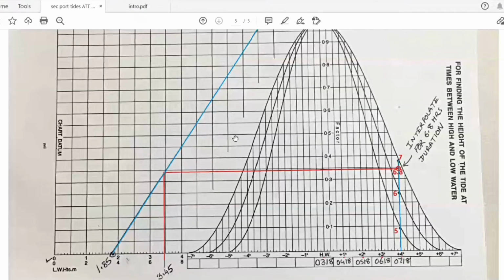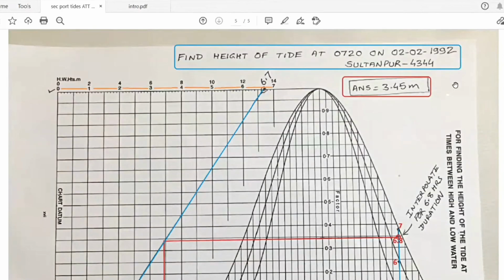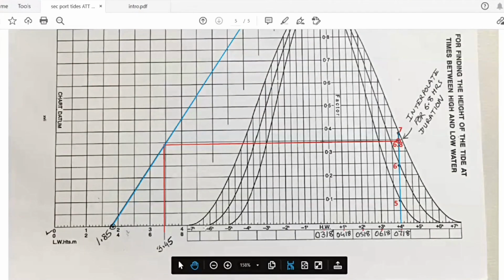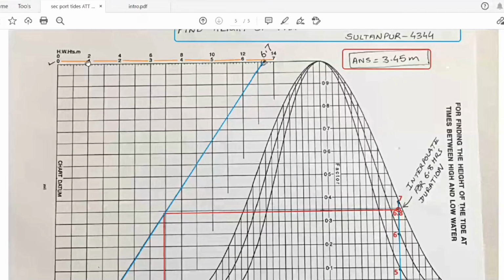Okay. See, this diagram is a common diagram for the ports of volumes 2 and 3. Volume 1 has the range curves. Notice on the right hand side, top, spring and neap range is given. But here these are your duration curves. Duration means the interval between high water and low water: 5 hours, 6 hours, 7 hours. In this diagram, you start off by marking on the horizontal bottom line your low water height. What is the low water height? 1.85. What is the high water height? 6.7. You can take the inner scale or the outer one. The inner one goes from 0 to 7.